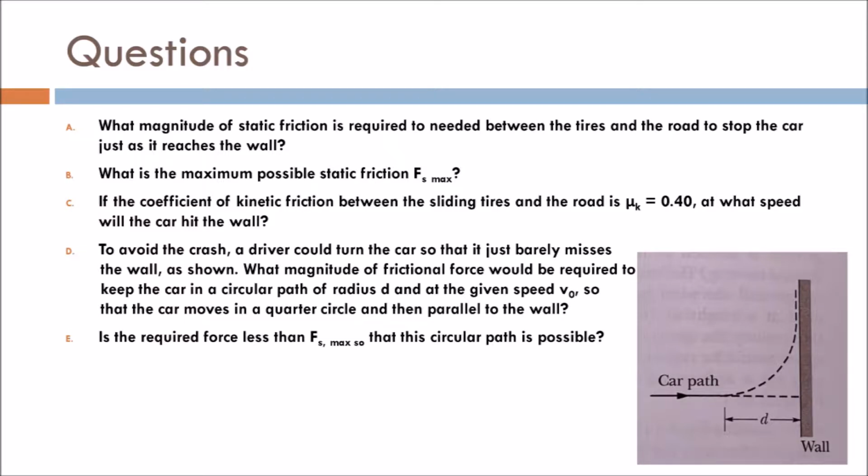Question C is, provided a kinetic friction constant, at what speed will a sliding car hit the wall? Question D asks what force is required to turn the car in a quarter circle as shown to avoid crashing. Question E asks if this required force is less than Fs max.